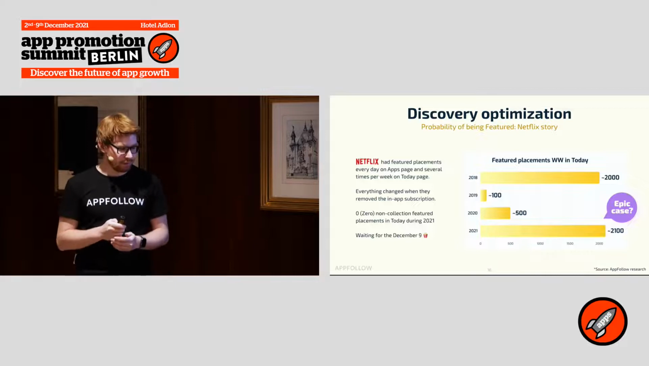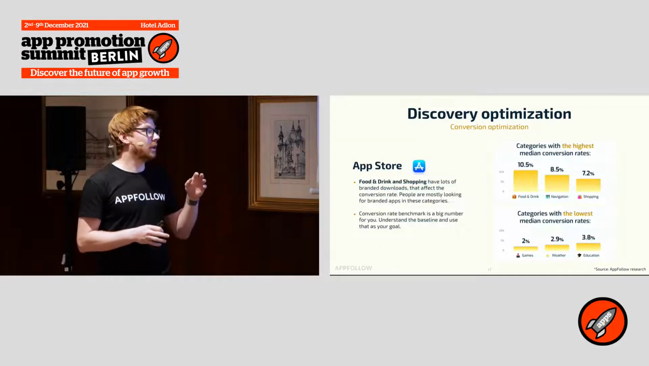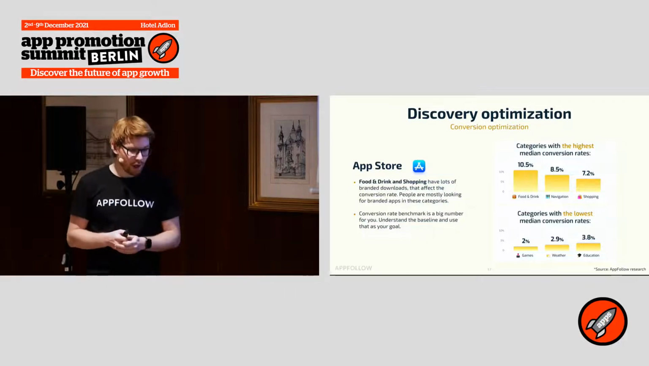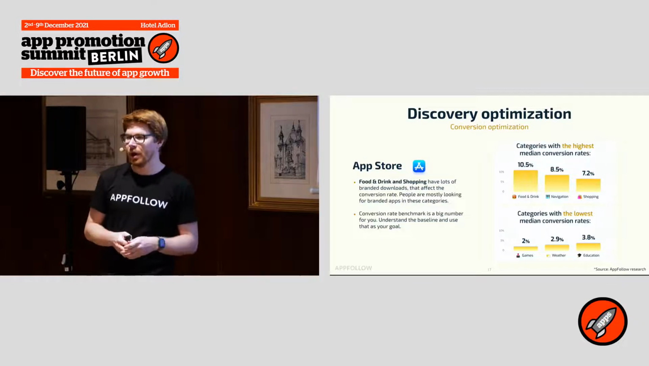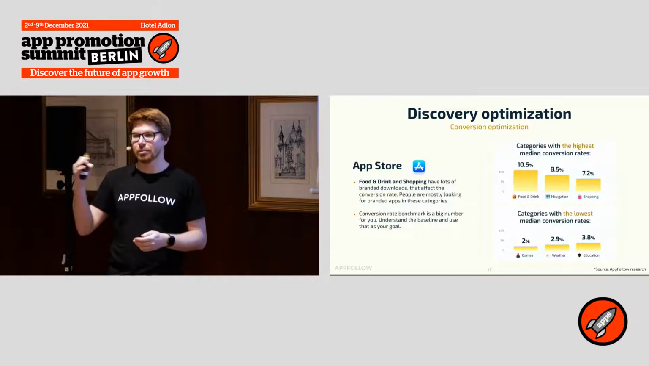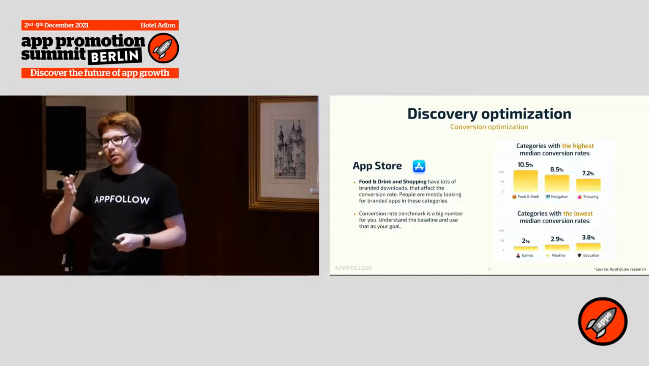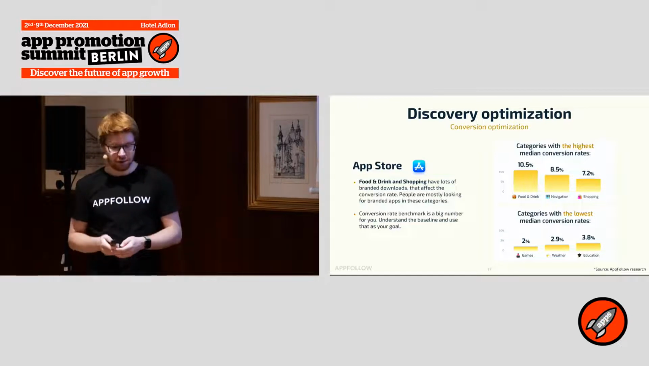Yeah. So the next part is conversion rate. Of course, these numbers can be considered a baseline. For the conversion rate, we see that food and drink, navigation, shopping, these categories that have the biggest branded part, they have the biggest conversion rate. That's quite simple because people are downloading the brands they're looking for, and boom, you're getting a higher conversion rate.